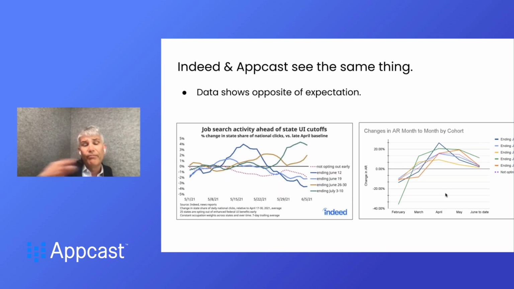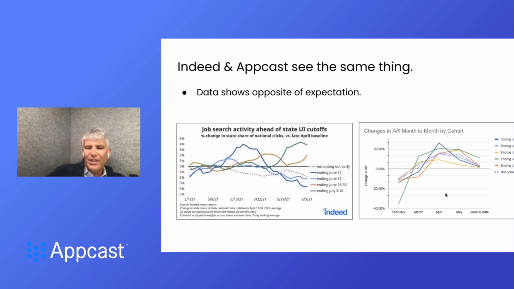When you take into account those that are ending early, our two graphs looked exactly the same. So the states that were not opting out early compared to the states that were, job seeker traffic went lower in the states that were suspending the extra federal benefits, and the apply rates went down as well.